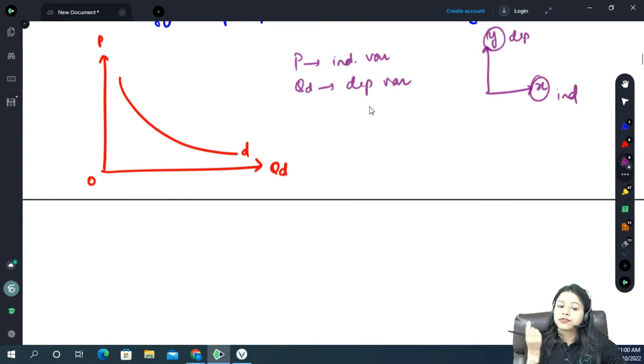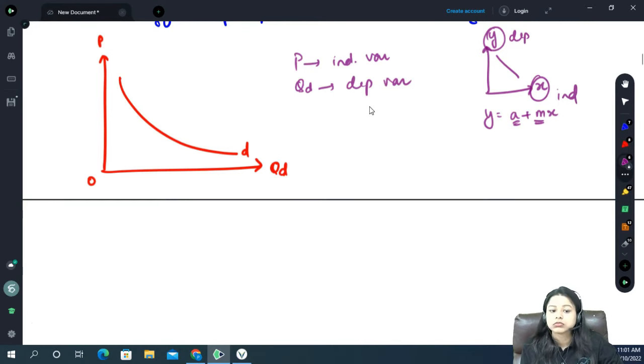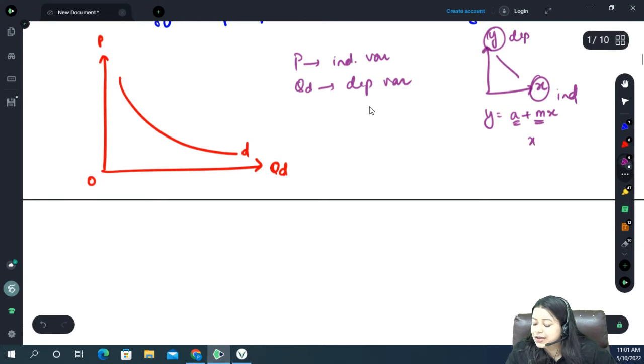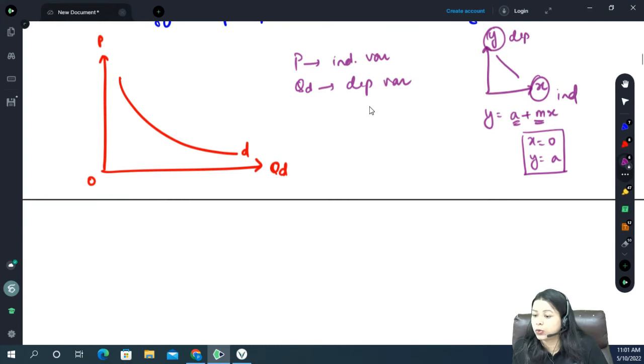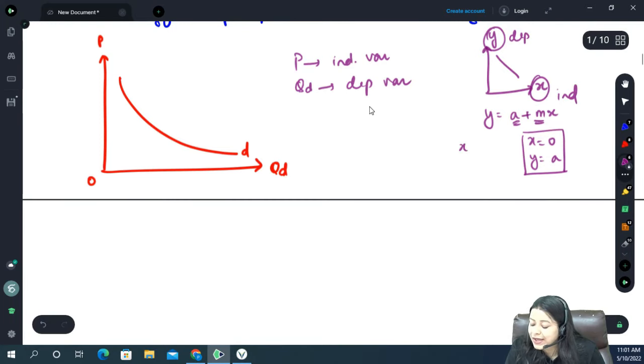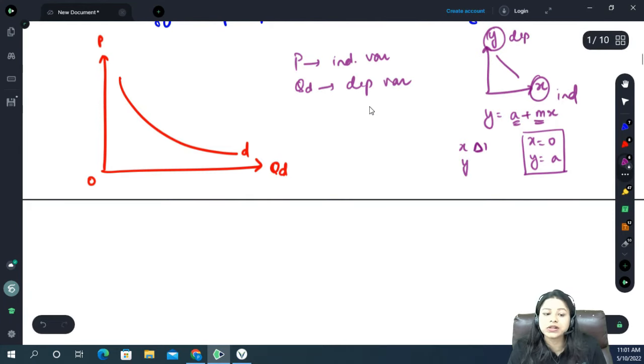Now, if you all remember, what was the linear equation of a line? Y equal to a plus mx, where m is the slope, a is the intercept, right? What is intercept? For example, if you set x equal to 0, your y will be a. So this is known as intercept. What is a slope? This delta sign or triangle sign is known as the change symbol. If x changes by 1 unit, how much will y change by? That is your m, which is the slope.